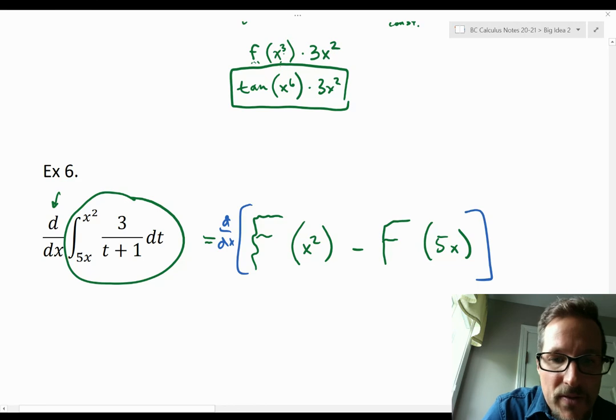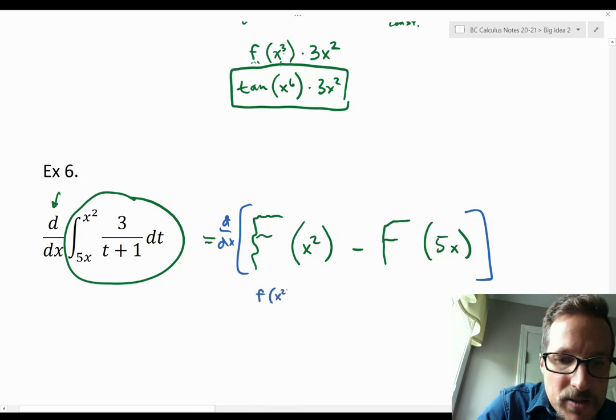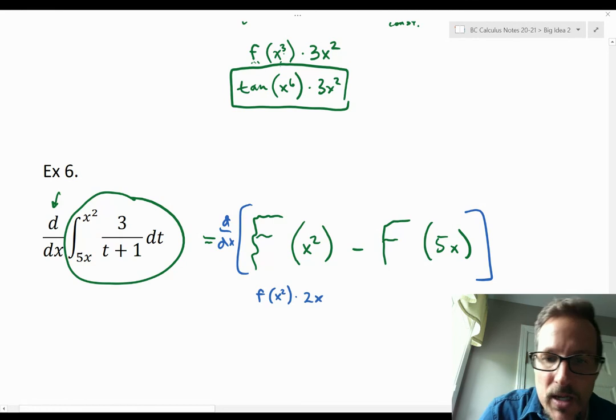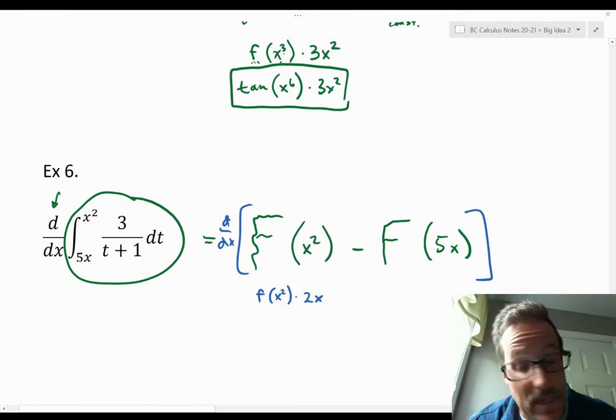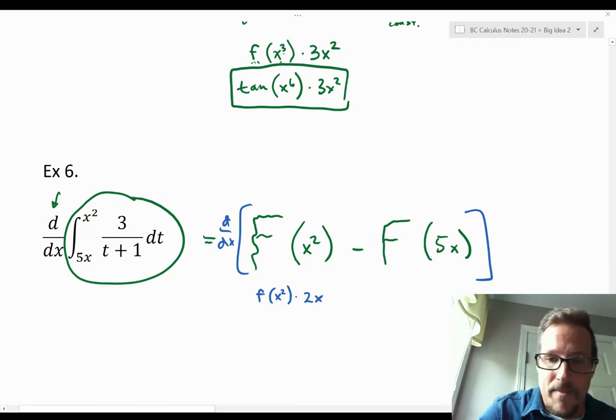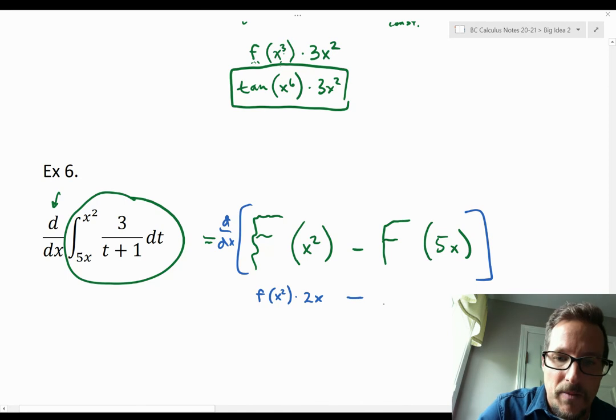So the derivative of cap F of x squared will be little f of x squared times 2x. The derivative of cap F of 5x, notice it's not a constant this time. It's a function of x. That'll be little f of 5x multiplied by the derivative of 5x, which is 5.